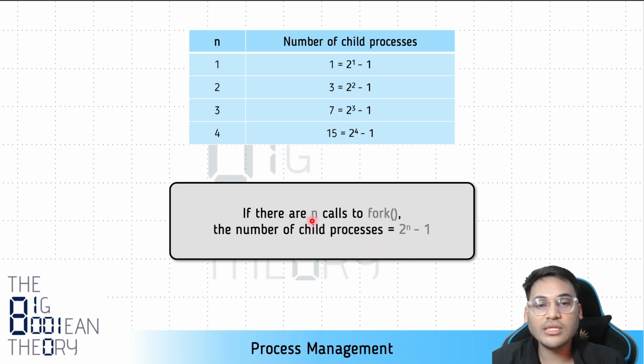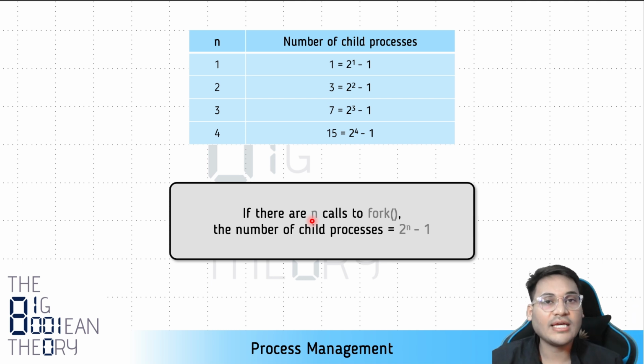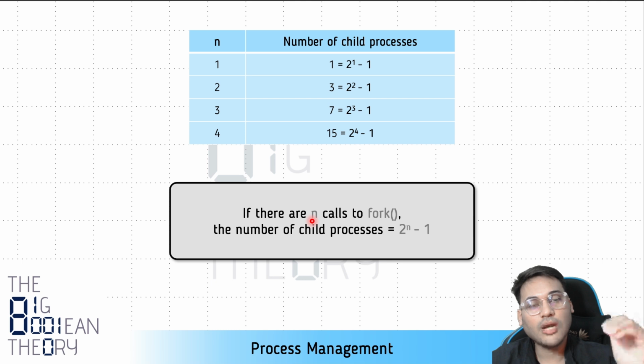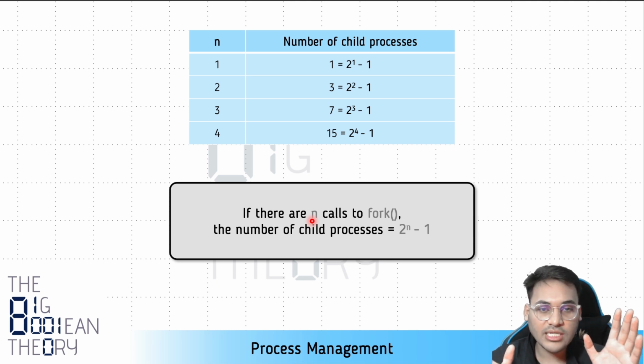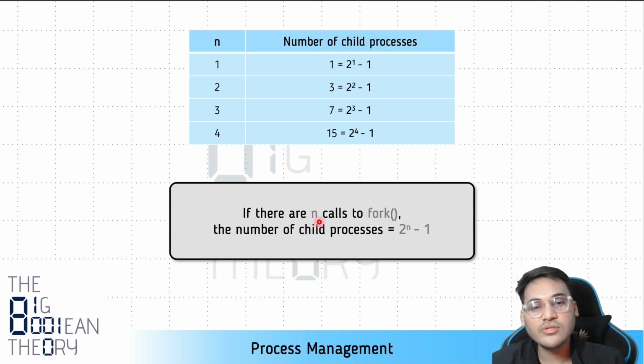But in the code, there are n fork statements, right? In the piece of code that we saw, there was a for loop which was running for n times, and in every loop iteration it was invoking the fork system call. So if you see the code, then there are n invocations, n calls to the fork. This is in the code. So n here is basically the number of times fork has been written in the code, right?